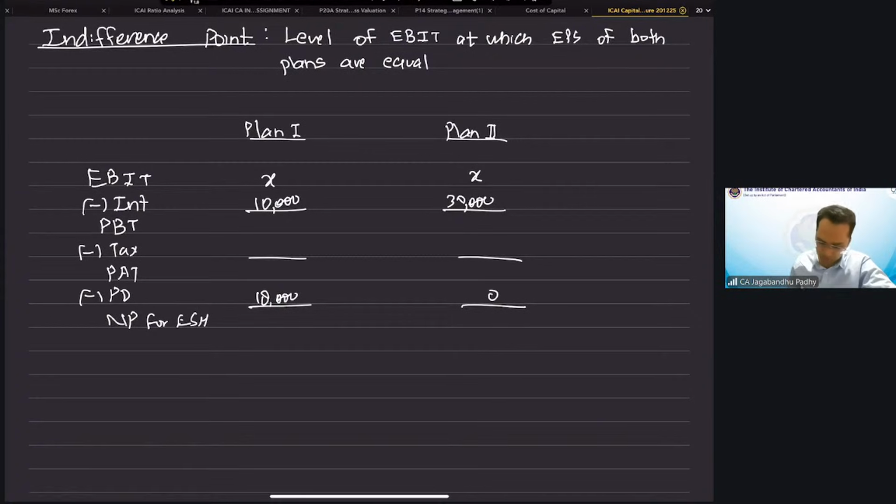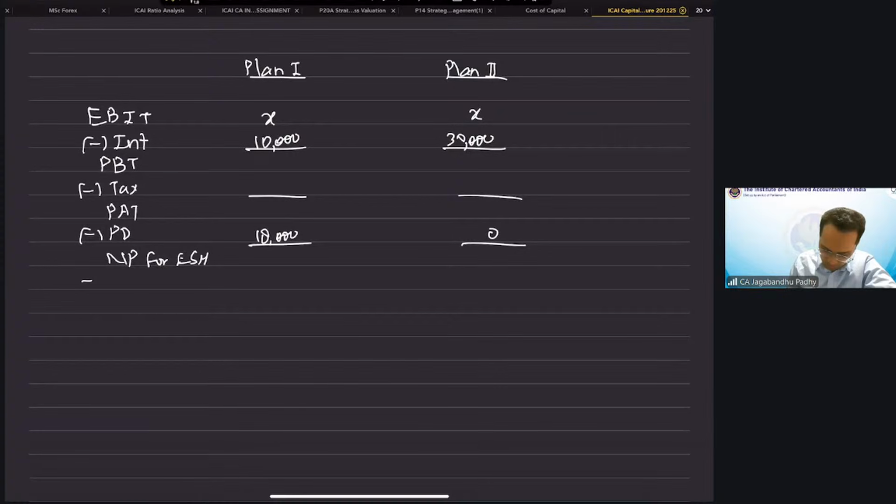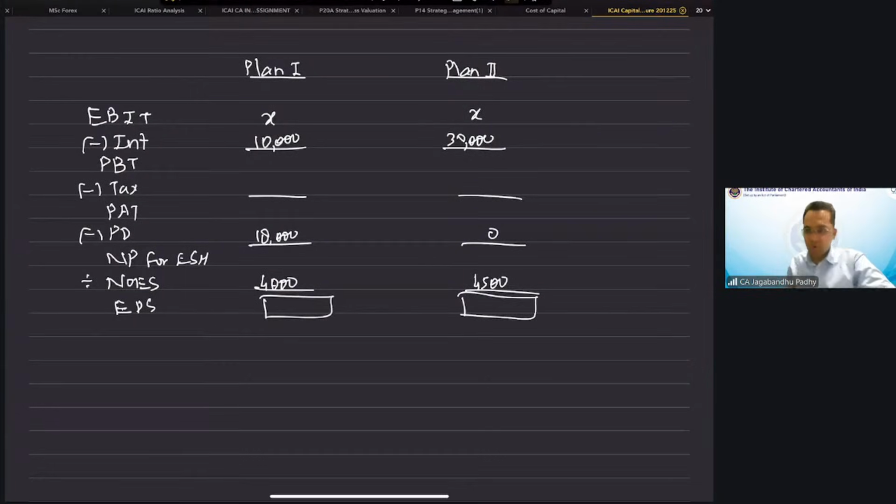There's no preference dividend over here. Net profit for equity shareholders is divided by number of equity shares. So number of equity shares over here, it is 4,000. And here we have this as 4,500. And then we get the EPS. So I want you to calculate this X so that when you reach up to this level to calculate EPS of both plans should be equal. Can you calculate the level of EBIT at which EPS of both plans are equal?